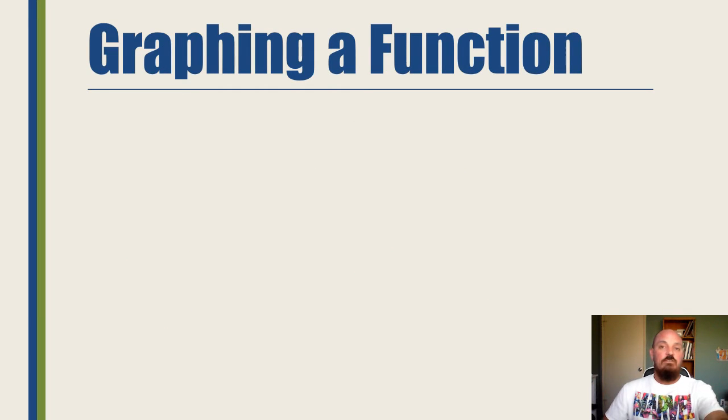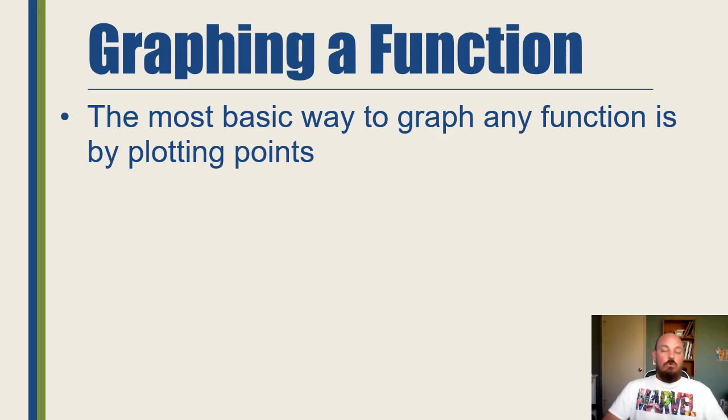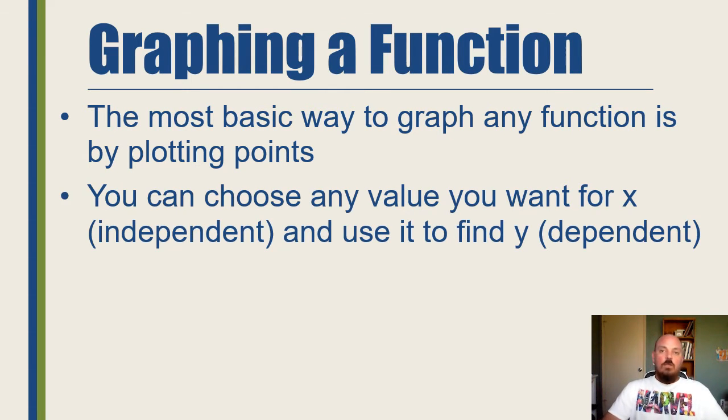Now, when it comes to graphing functions in general, before we talk about tricks or shortcuts or anything like that, the most basic way to graph absolutely any function at all, linear or otherwise, is just by plotting points, by basically making an XY table, plotting points and connecting them. Now when you do that, you can choose anything you want for x. That's what we call our independent variable. You plug that number in, you do the math, and it tells you what y equals. That's what we call our dependent variable.